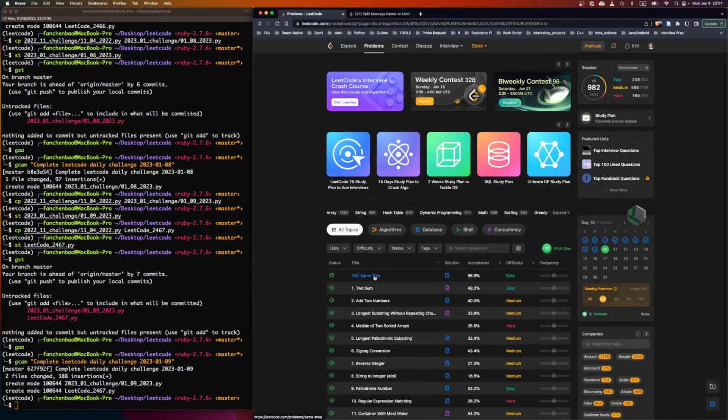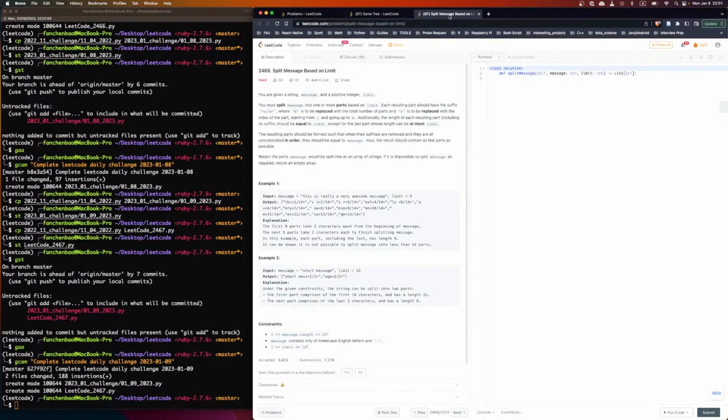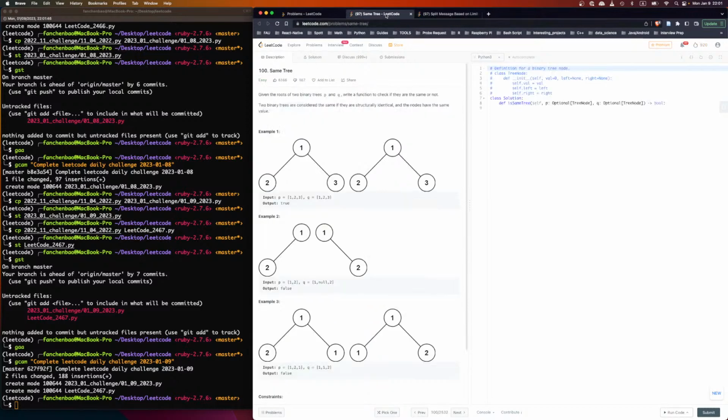Alright, we have Same Tree. Take a look at this one. Same Tree first. Given the root, write a function to check if they are the same or not. Consider saying if they are structurally identical and the nodes have the same value.